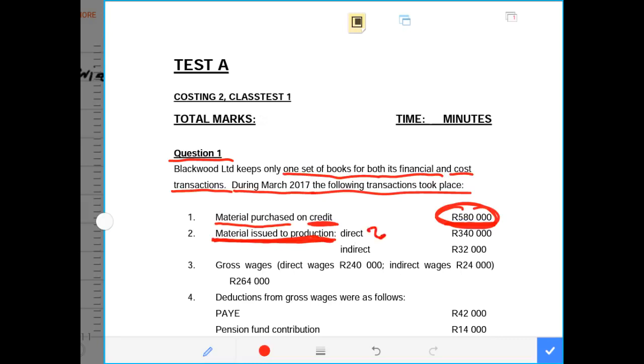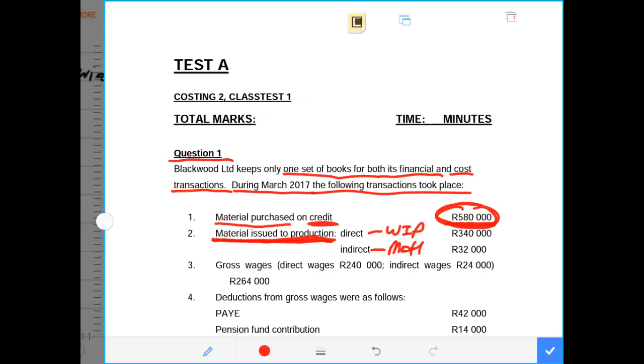However, this material was classified into two. Another one was direct, another one was indirect. So there are two types of material that were issued. We know that the direct material always goes to work in process, and the indirect material gets recorded under the manufacturing overheads. Always take note of that.